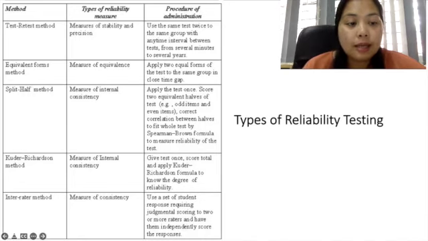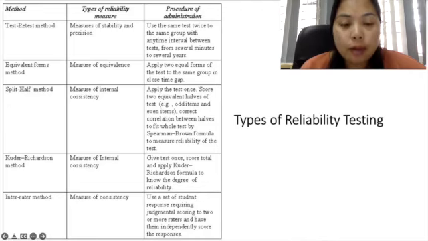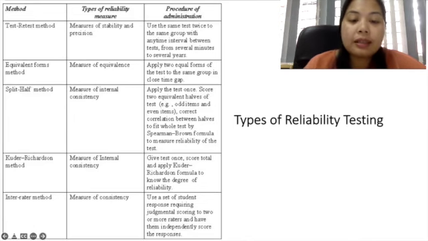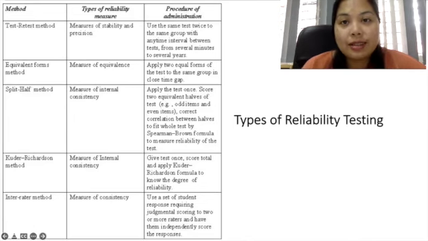And the last one is inter-rater method. It's a measure of consistency, where you use a set of student responses requiring judgmental scoring to two or more raters and have them independently score the responses.